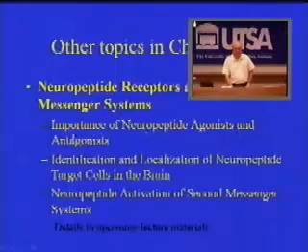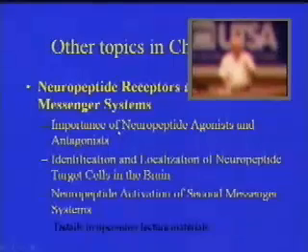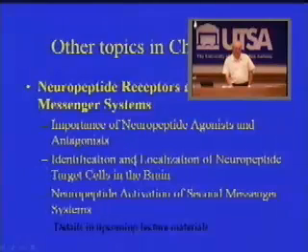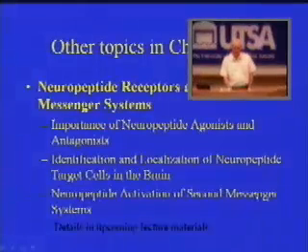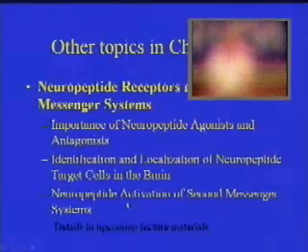Importance of neuropeptide agonists and antagonists, no problem. We'll talk about that when we talk about specific papers. Identification and localization of neuropeptide target cells in the brain. We'll talk about this when we talk about methods and get into specifics. And then the neuropeptide activation of second messenger systems. This will come certainly in the lectures on receptor-mediated mechanisms.